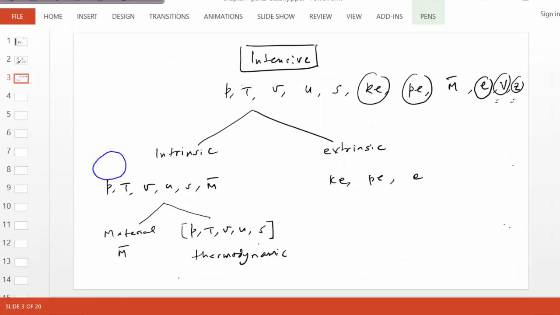So going back, we understand that if we know thermodynamic properties and velocity and height, or velocity and elevation, then we can immediately figure out all the extrinsic properties. Also, we can evaluate all intensive properties, which means we also have evaluated the specific properties. If you know the mass of the system, then you can immediately find the total extensive properties.